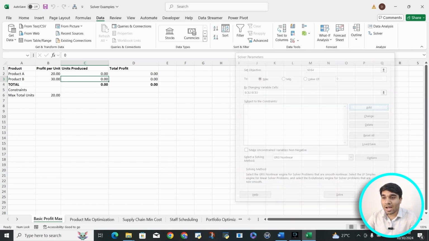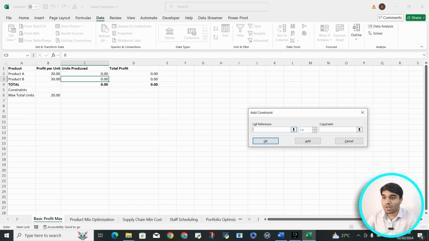So I will actually click on add here, and I will add a particular constraint. This cell can be equal to or less than 20. Or if I want, I can also give a reference to this particular cell. I will add that.